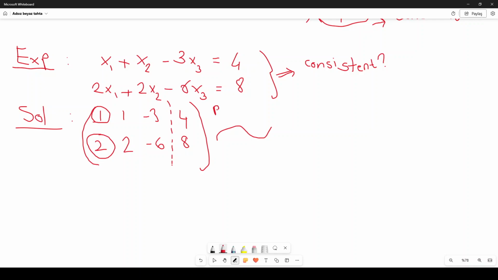How can I do that? I need to replace row 2 by something else. So row 2 is replaced by row 2 plus, if I multiply the first row by minus 2, and then sum them up. Okay, what we have? So the first row remains unchanged, I just put the values here, but the second row becomes what? So this is 0, and this is 0, this is 0, and this is 0, guys.